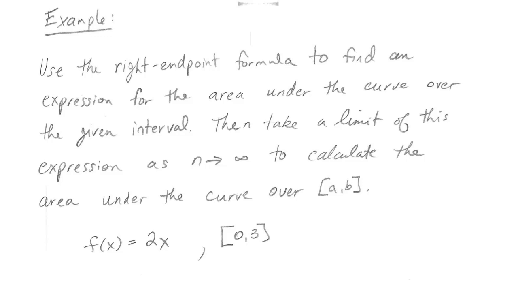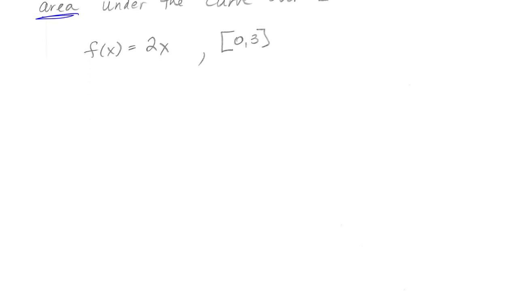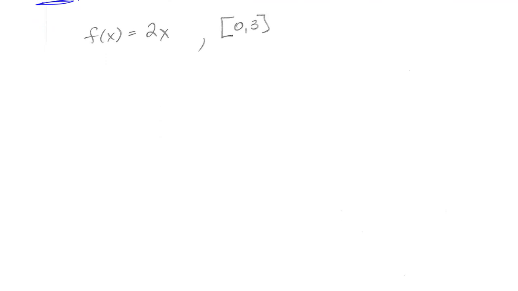So now let's see how we can put this all together into an area calculation. What we're going to do is use the right endpoint formula to find an expression for the area under the curve. Then we're going to take the limit as n goes to infinity, and we're actually going to get the exact area. All right, so we're going to do a pretty nice one, just f of x equals 2x on [0, 3]. So what are we actually doing here?